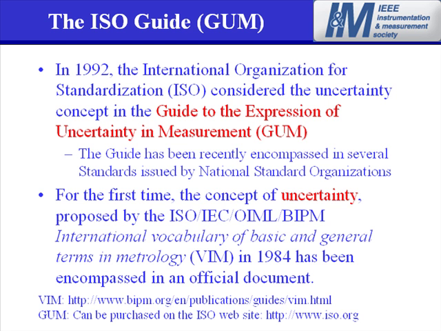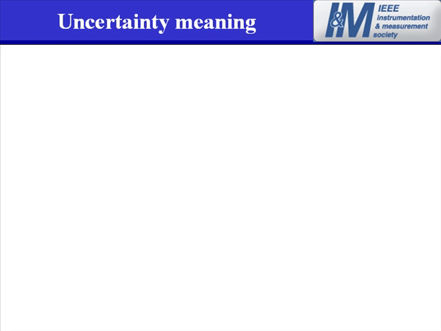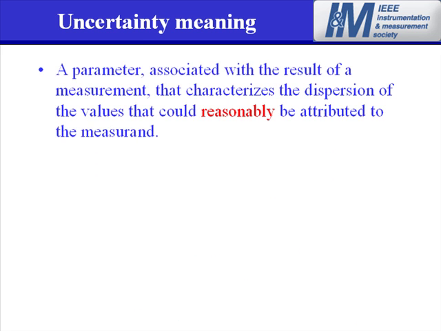Let me add that the uncertainty concept was proposed for the first time by the International Vocabulary of Basic and General Terms in Metrology, the well-known VIM, 8 years before the GUM was published. We were in 1984. Well, we have set the uncertainty concept in its historical background. Let's now discuss its meaning.